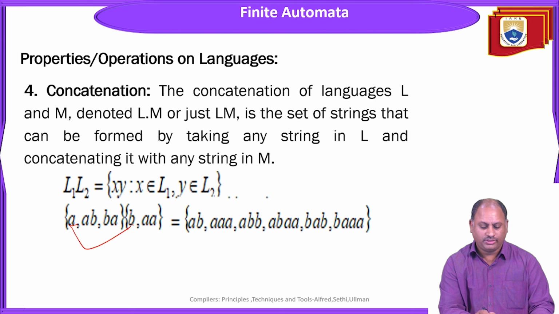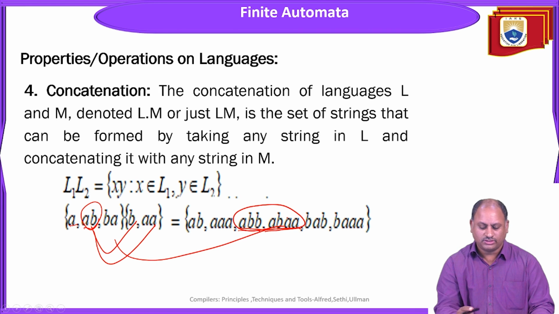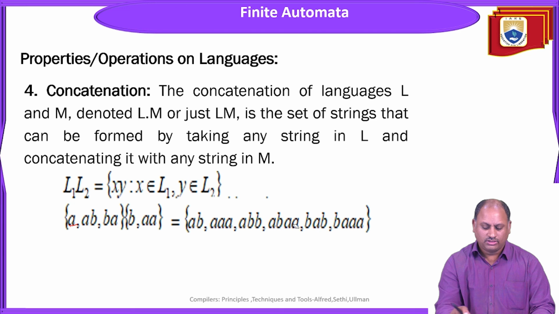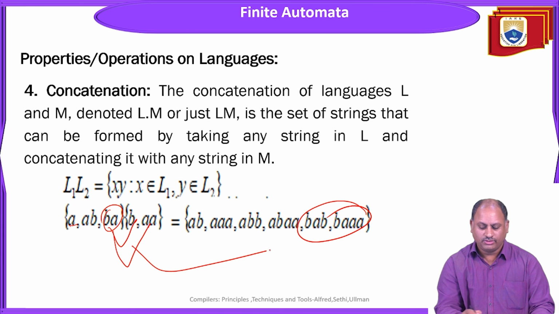So A with B, A with A gives AB and AAA. We are getting the result of these two. Whereas for the second one, AB with BA and this one, we are getting AB and ABAA. So this is the result for these two cases. Whereas for the third one, BA with B and then BA, we are getting this one. So BAB, BA with B and BA with A.